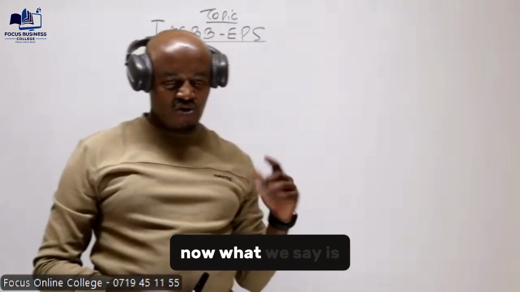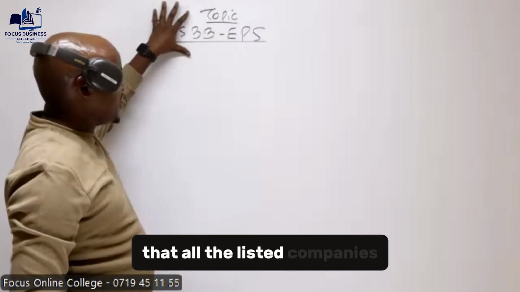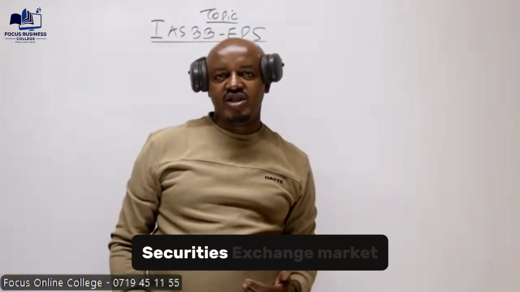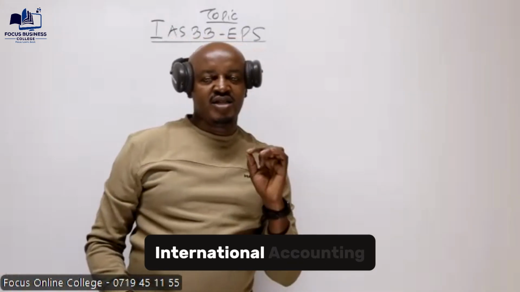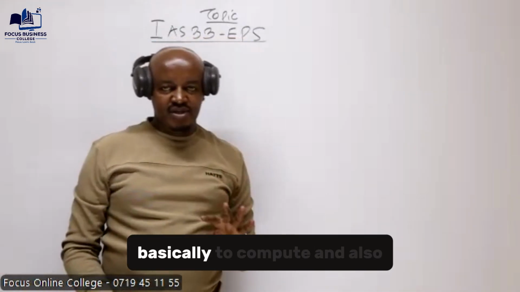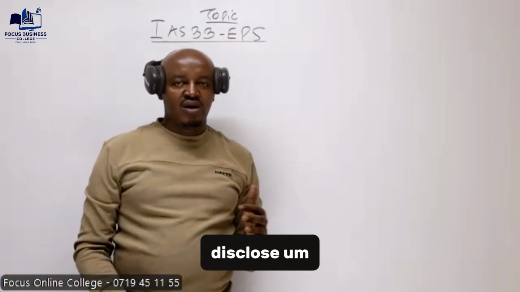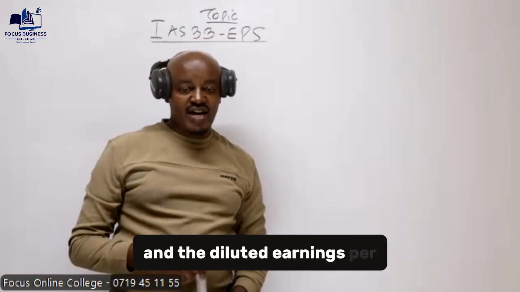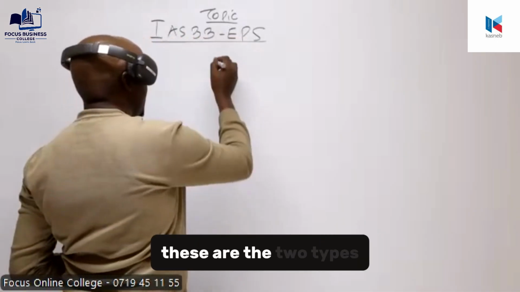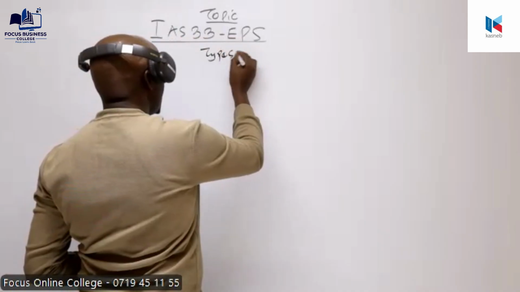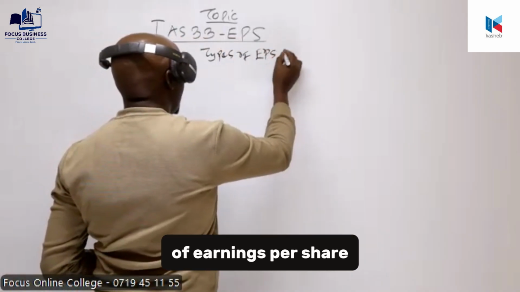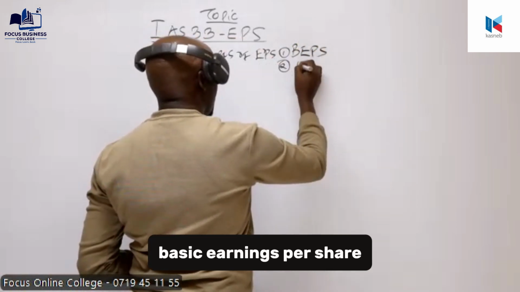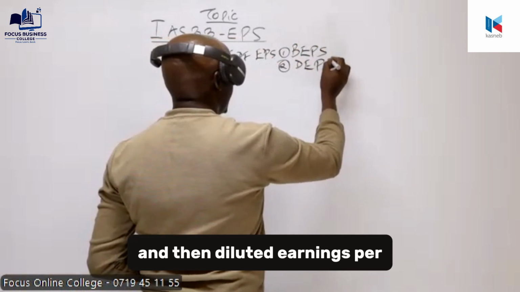That amount of profit which is attributable to one ordinary share, basically we refer to that as what? As EPS. Now, what we said is that all the listed companies, and actually we say listed companies are those companies whose shares are trading in the securities exchange market, they're required by International Accounting Standard number 33 to compute and also disclose two types of earnings per share, the basic earnings per share and the diluted earnings per share. So these are the two types of earnings per share which the listed companies are required to compute and disclose.